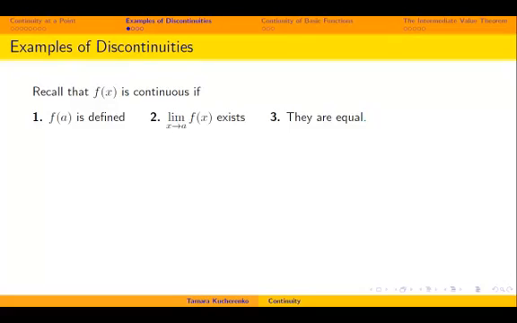Recall that f is continuous at x equals a if the following three conditions are satisfied. f of a is defined. Limit as x approaches a of f of x exists, and they are equal. If one of these conditions is violated, f has a discontinuity at a.